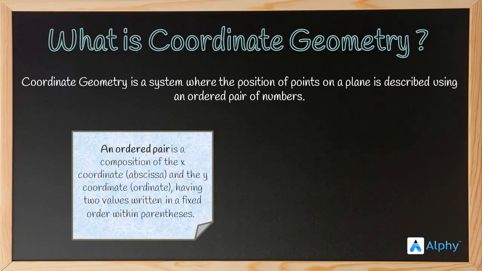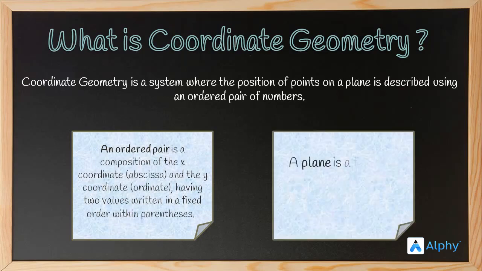So, say for example, we have a point A having coordinates 3, 2. So, 3 is the distance on the x-axis and 2 is the distance on the y-axis. Moving on to what is a plane. A plane is a flat, two-dimensional surface that extends infinitely far. In coordinate geometry, the plane on which we'll be drawing the axes will be referred to as the coordinate plane.